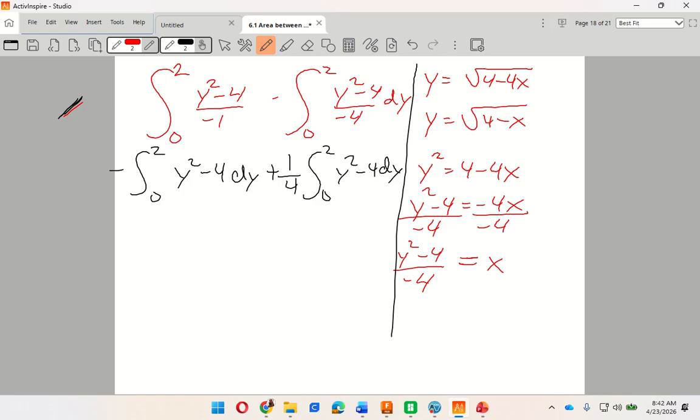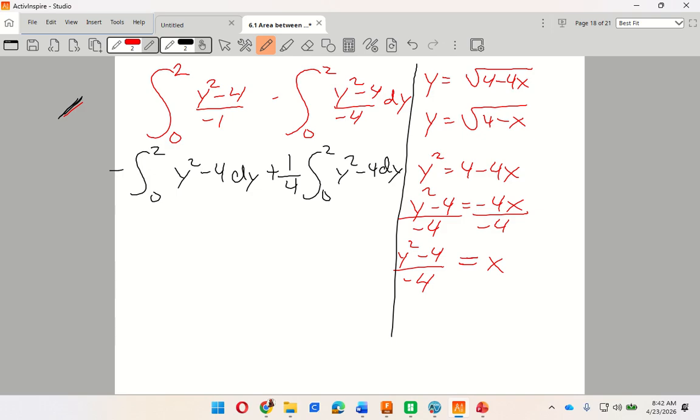So by changing this to a y and looking at it from the y direction, does this problem look a whole lot easier than what it did from the x? Sometimes you just need to do that. You just need to look at it from a different perspective to make your math a whole lot easier there.